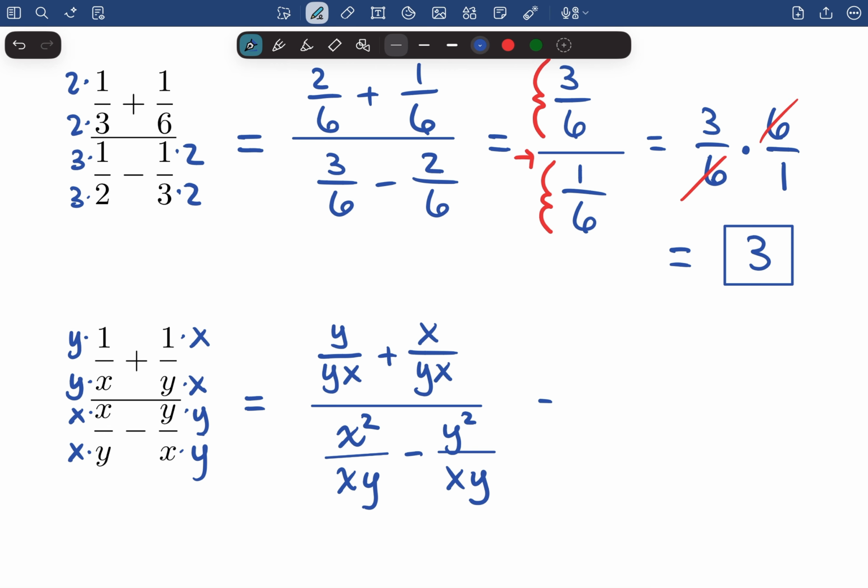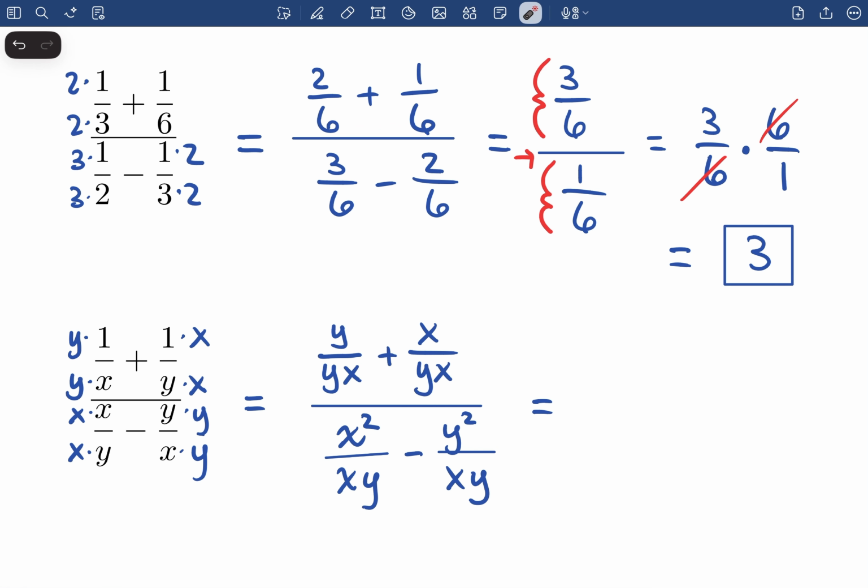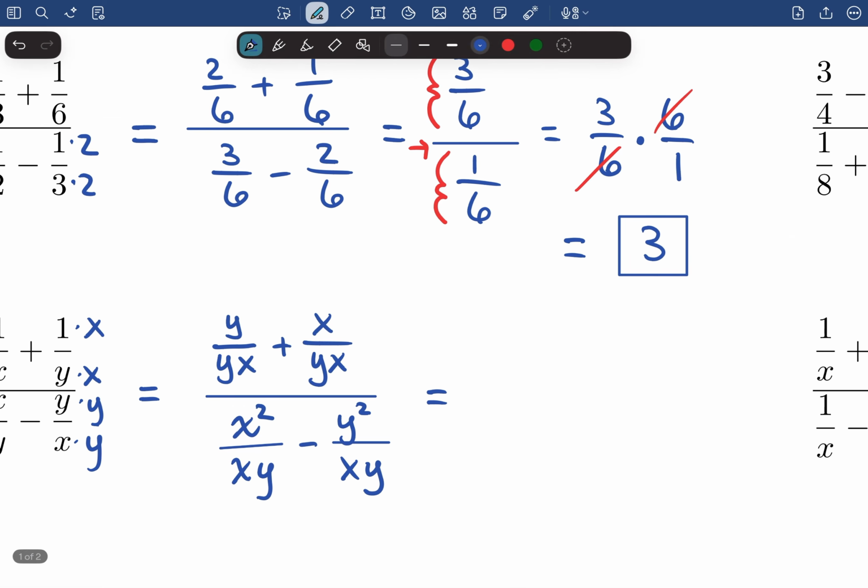Okay, and so now that I'm here, I have a common denominator, right? Here and here, common denominator, and here as well. And so now I can combine stuff. I'm going to turn this into a single fraction on top of y plus x, and that's over yx. And that's divided by this fraction, x squared minus y squared, and that's divided by x times y.